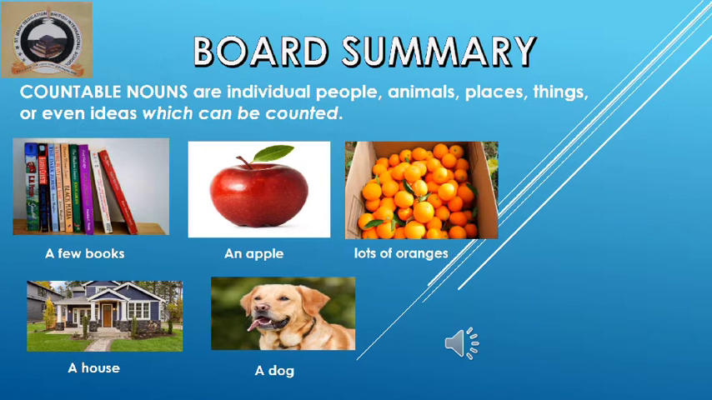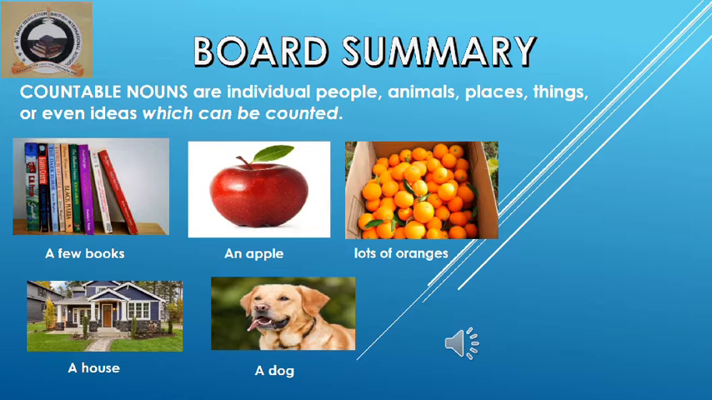To countable nouns. I'm sure you were taught in the past that a noun is the name of a person, animal, place, thing, or even an idea. Now, countable nouns are individual people, animals, places, things, or even ideas which can be counted. For example, we have a few books, an apple, lots of oranges, a house, a dog.